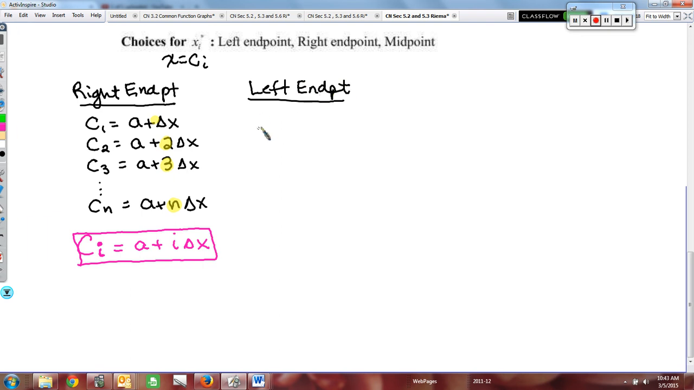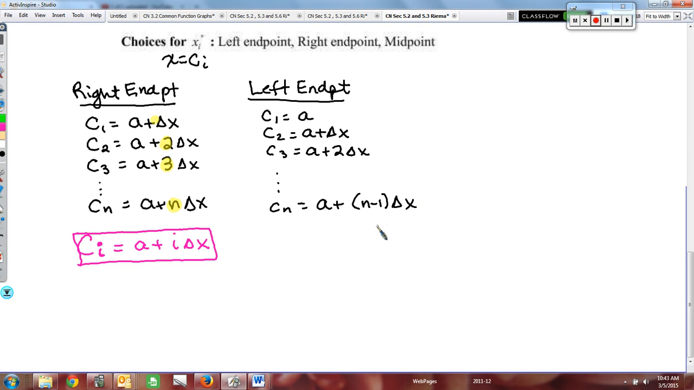Now for the left endpoint, your first one is actually going to be a, your second one is going to be a plus delta x, and so on. You're sort of picking the same values, but you're starting on the left side. So when I get down here to the end, when I pick the last left endpoint, I'm not going to be all the way at the end of the interval. I'm going to be one before that. So it's going to be a plus n minus 1 delta x.